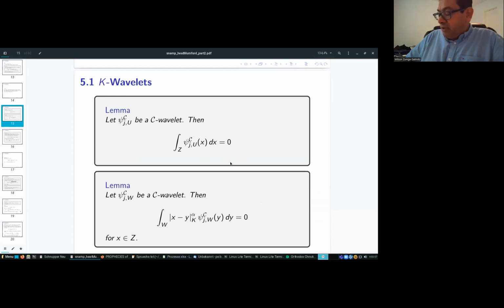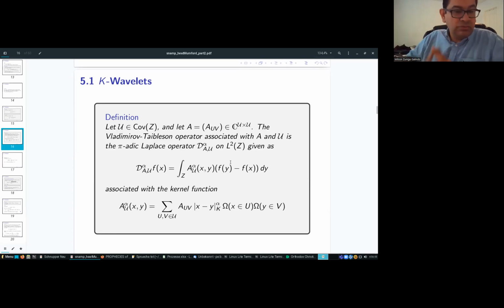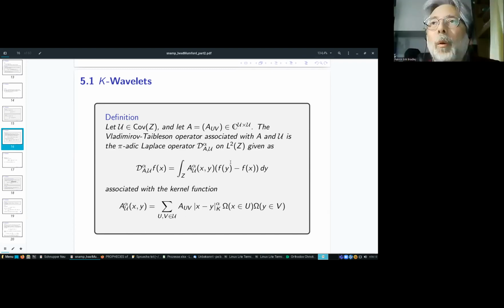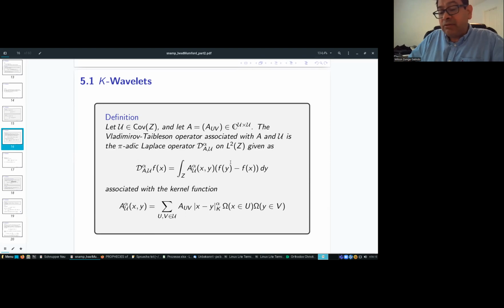Okay, but another question is the operator d alpha. It seems to me that the operator d alpha sub AU is not pseudo-differential. It's just an integral operator. In addition, it seems to me that this operator is completely different from the Taibleson-Vladimirov operator.